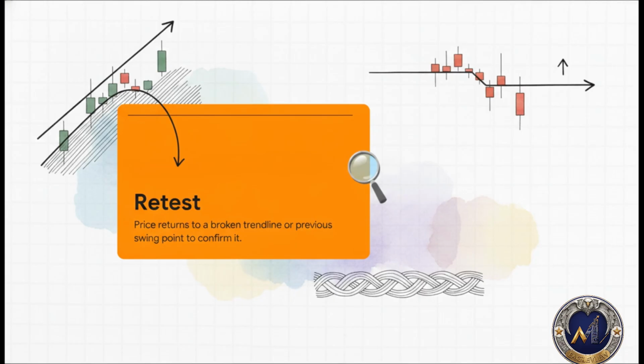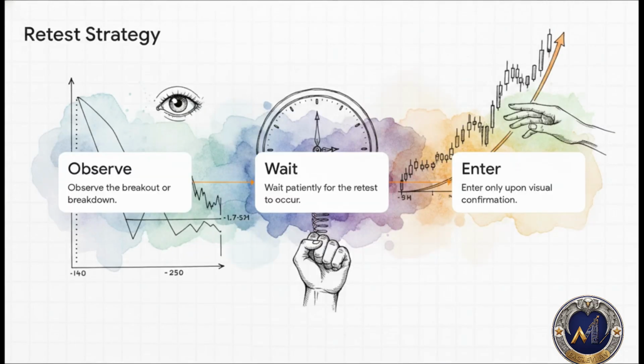It's essentially testing that area to confirm that an old resistance has now flipped to become a new support, or vice versa. To execute this like a professional, you really must follow these 3 steps. Step 1, observe the initial breakout or breakdown, but do not touch it. Step 2, wait patiently for the retest. Let the price come to you. And step 3, enter only upon confirmation.